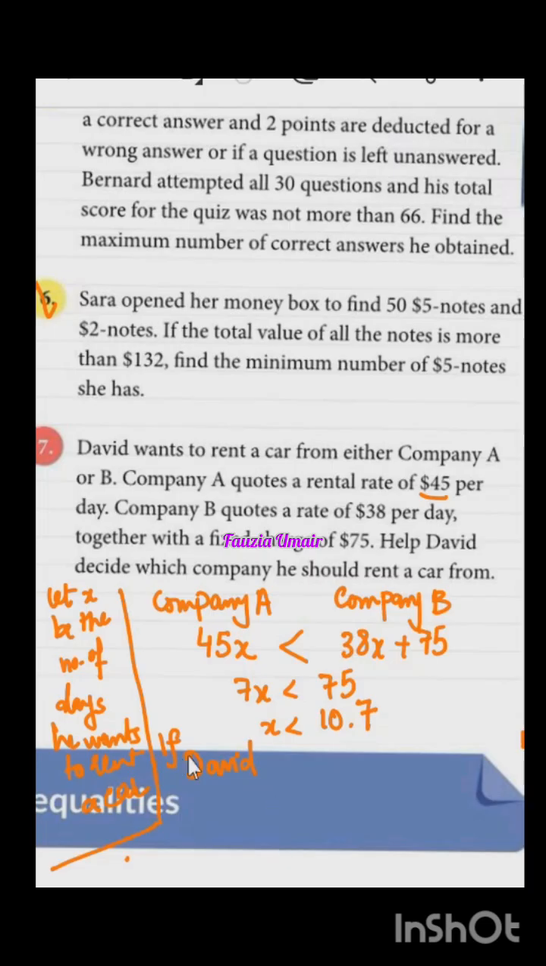Okay, so in the answer you will say if David wants to rent for less than 10 days, so he must choose, ठीक है, he must choose company A. Is it making sense, bete? No, miss.